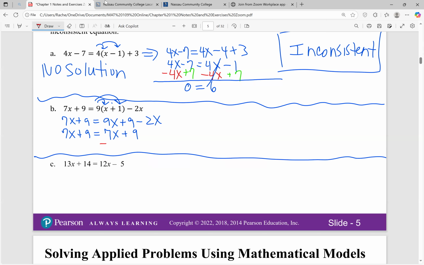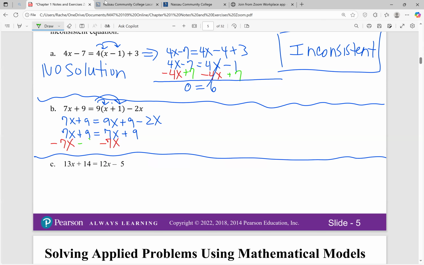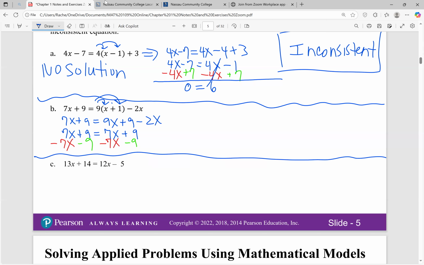So if we subtract 7x from both sides, and then let's subtract 9 from both sides. So we'll bring the x terms to the left, the constants to the right. But look, 7x minus 7x is 0, a positive 9 and a negative 9 is 0. And then on the right-hand side, 7x minus 7x is 0, positive 9, negative 9, 0. So we end up with the statement 0 equals 0.